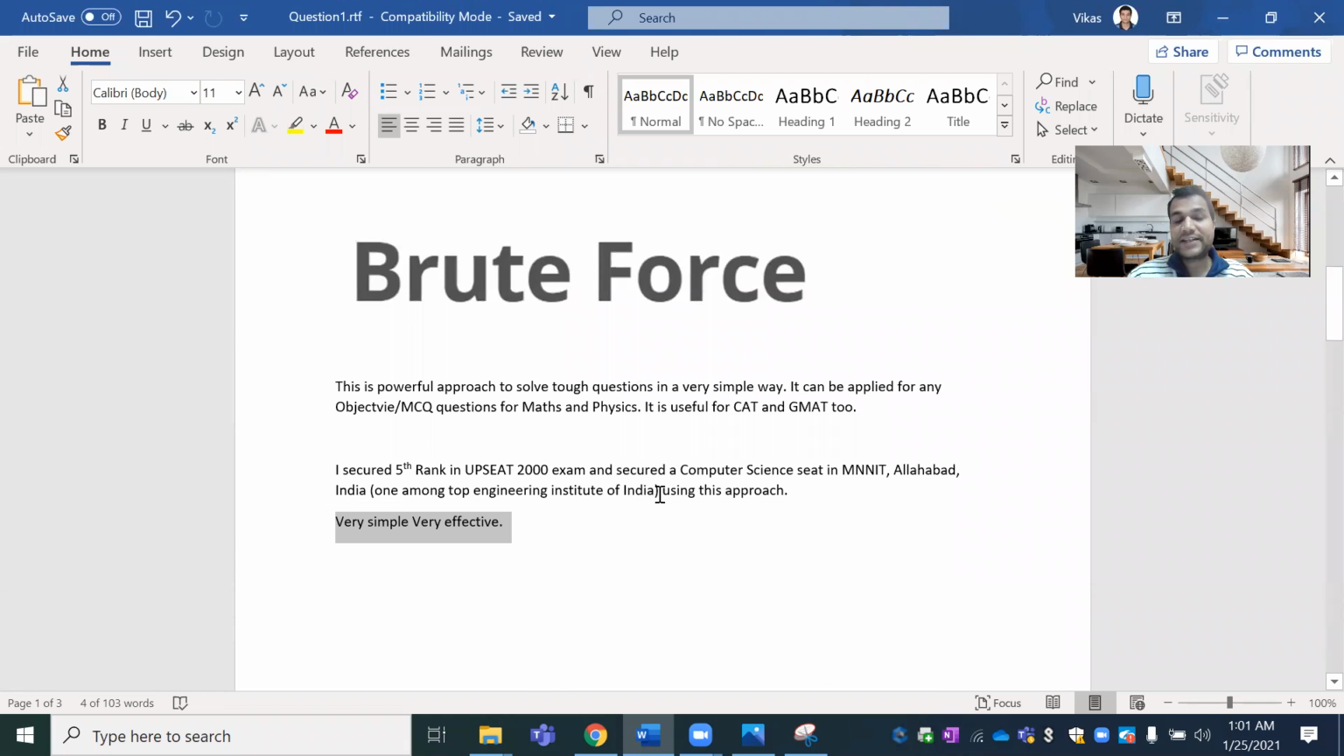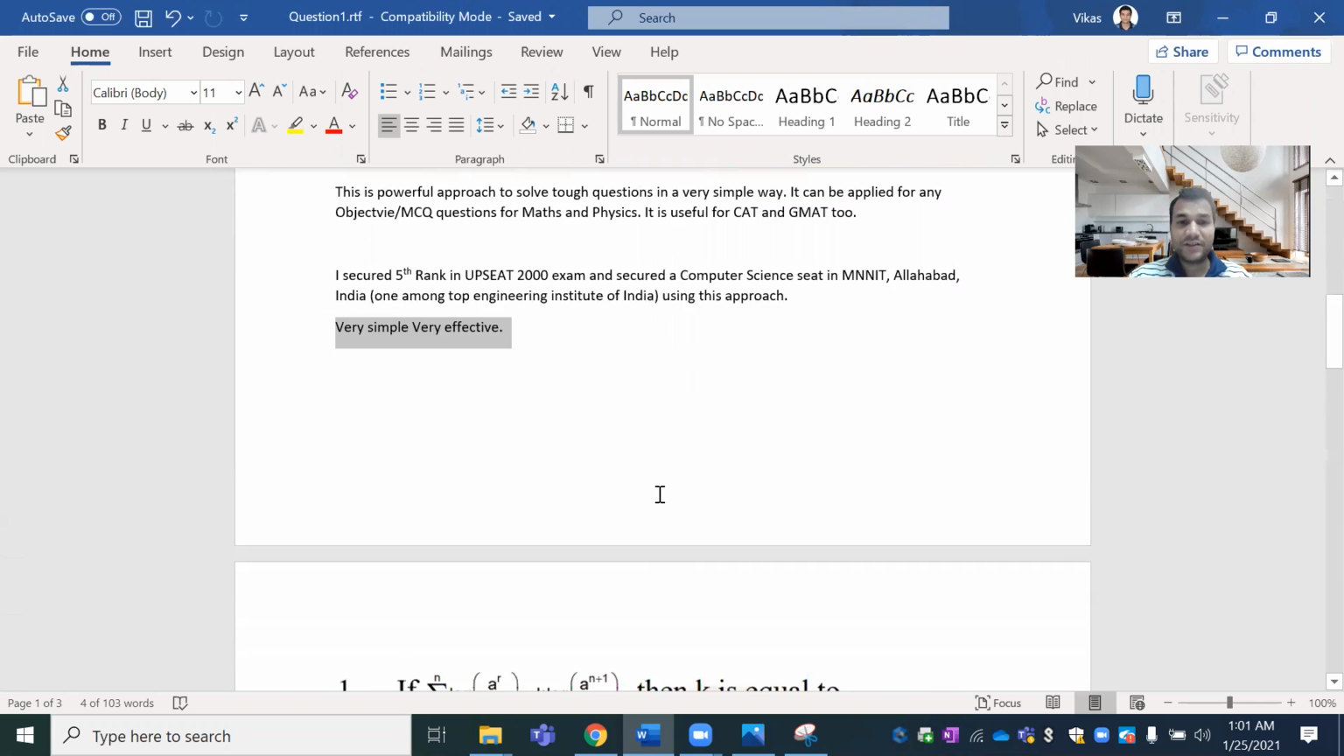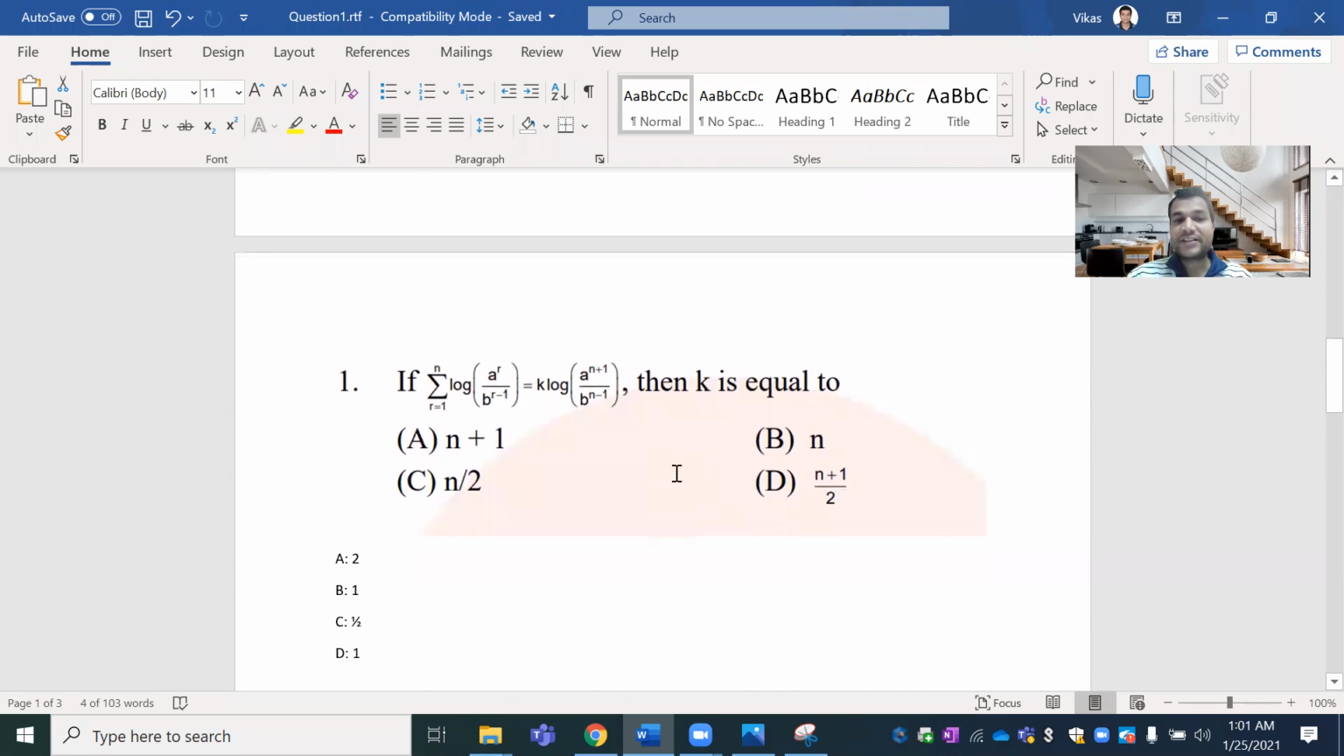And this technique you can use for CAT and GMAT too. So without wasting time, let's go to the question. For example, this is a particular question which came in the AIEEE exam, and if you solve it in a very traditional way, it will take you a lot of time. But here I'll give you an example.